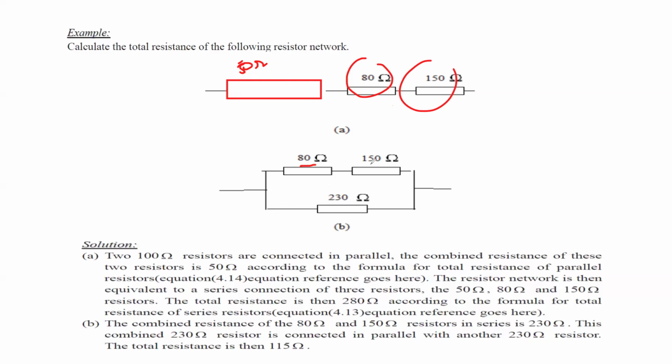Here two are connected in series first. So we add them, and we get 230, the combination of these two. And then they are in parallel. So we can use product over sum as we are considering two. Or we can also use 1 over RT is equal to 1 over R1 plus 1 over R2. Both ways are acceptable.